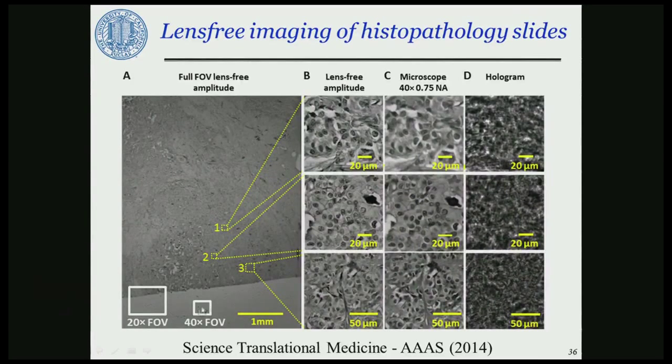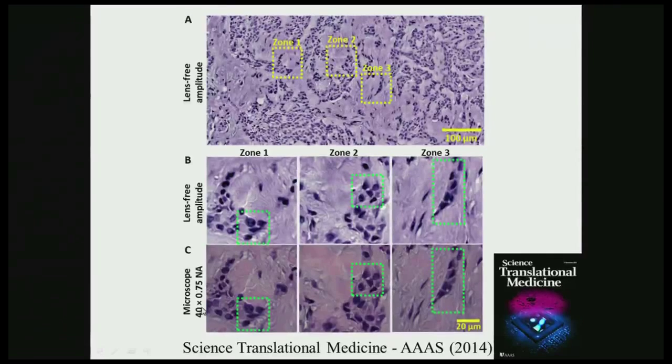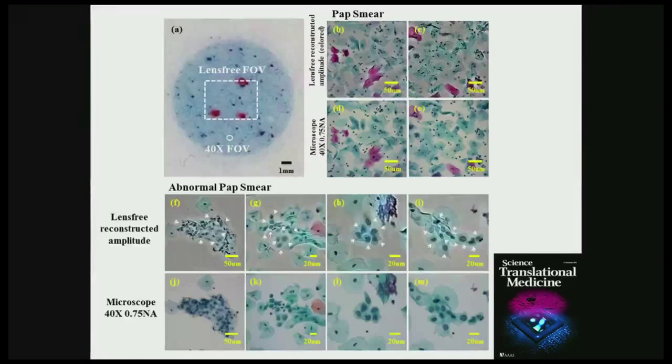And you have the advantage of the field of view once again highlighted here. This is the field of view of a traditional 40x objective. You can do color imaging in various different ways. Even though it's a holographic technique with single color initially, you can bring color information with various different mathematical tricks. This is a pap smear, another sample that's used for early screening of cervical cancer.